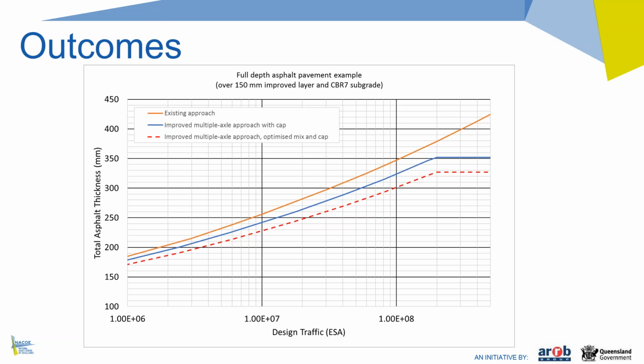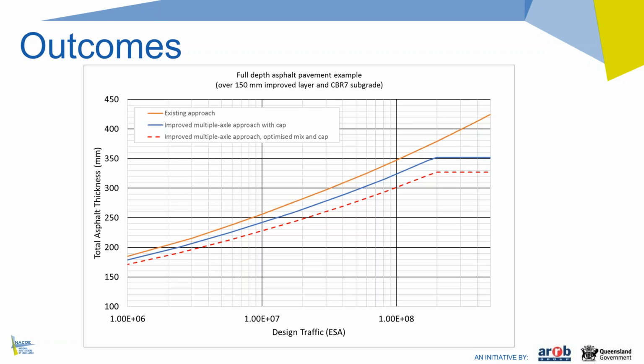Another interesting thing just to point out from this chart, if you look at the middle line, just where it levels off on the right hand side, which is at 200 million ESAs, which is 2 by 10 to the 8 ESAs. In this example, that occurs at a thickness of about 350 mm of asphalt. It's important to realise that that 200 million ESA limit is on the assumption that this new method for considering axle loads is used.